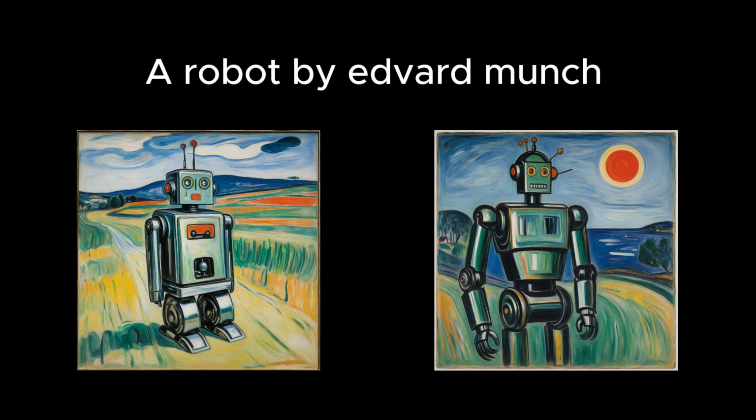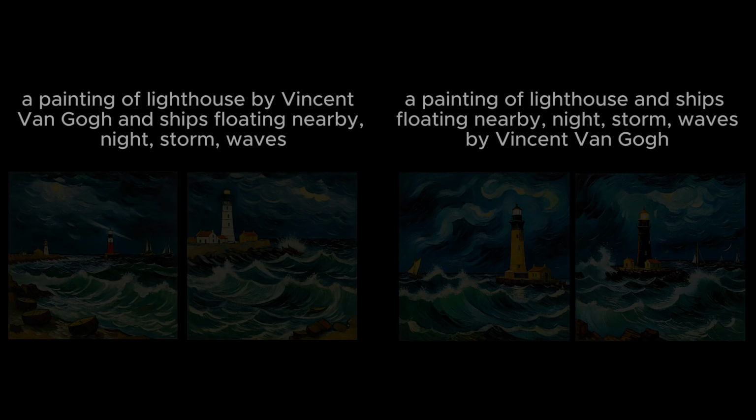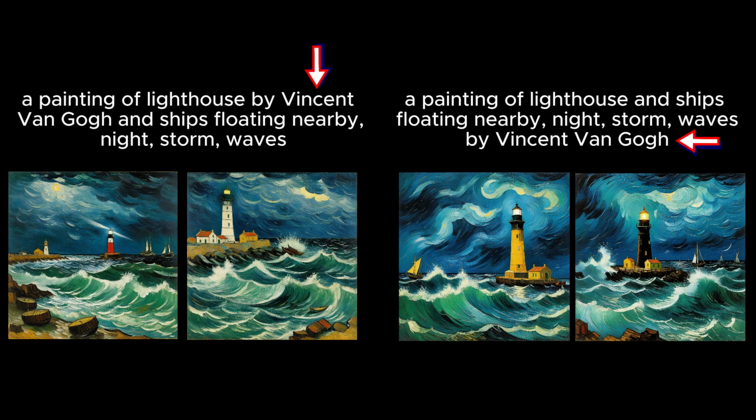Now that you're familiar with using the artist modifier, let's take a look at some common issues that may arise when using it. The first will be placement of artist modifiers and conflicting with other modifiers. Comparing the two sets of images, the first set shows a subtle hint of Van Gogh's style, while the second set embodies a more pronounced reflection of his distinctive brushstrokes and techniques.